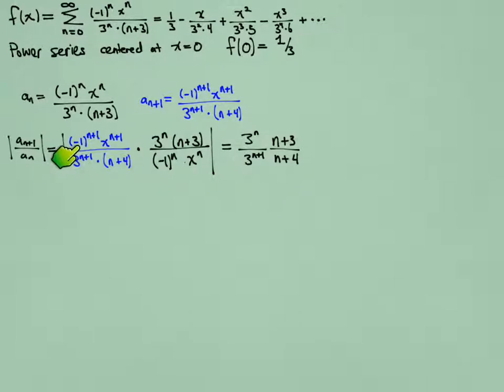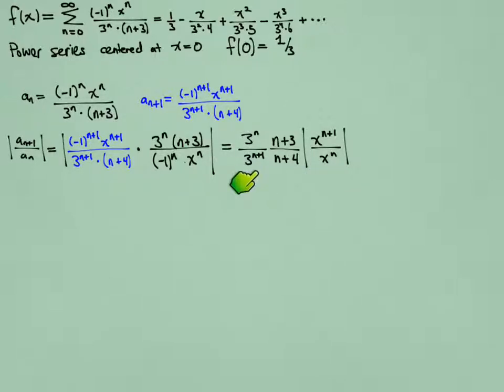The negative signs here in the alternating parts of the terms will be ignored because we're taking absolute values, so I don't need those. But of course my x value could be negative, in which case I should preserve the absolute value around that ratio. I'll have x to the n plus 1 over x to the n.